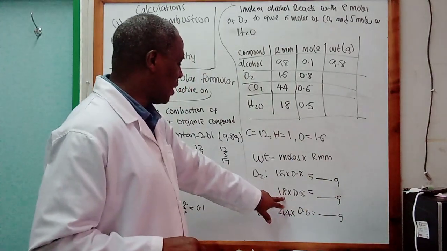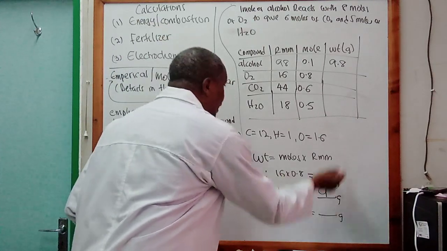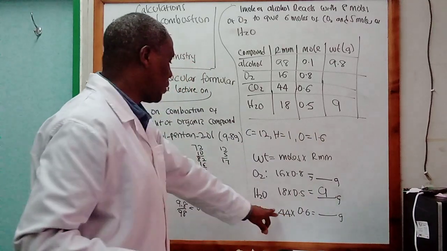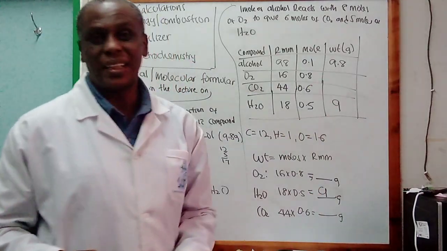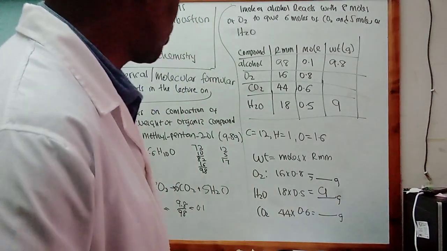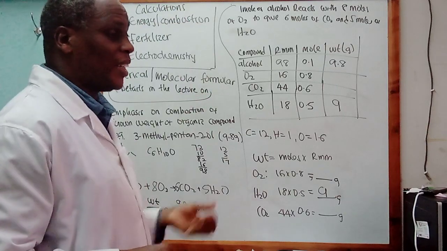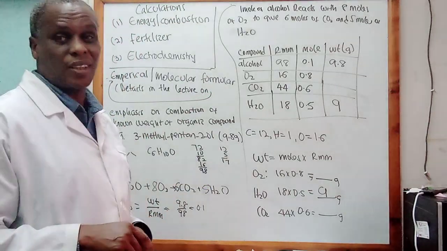Water: 18 times 0.5, I think that one is now clear. That is 9 grams, so here I'm going to put 9. You can do the other calculation, 44 times 0.6, and put the relevant information here. So this is one way in which calculations on combustion are set.